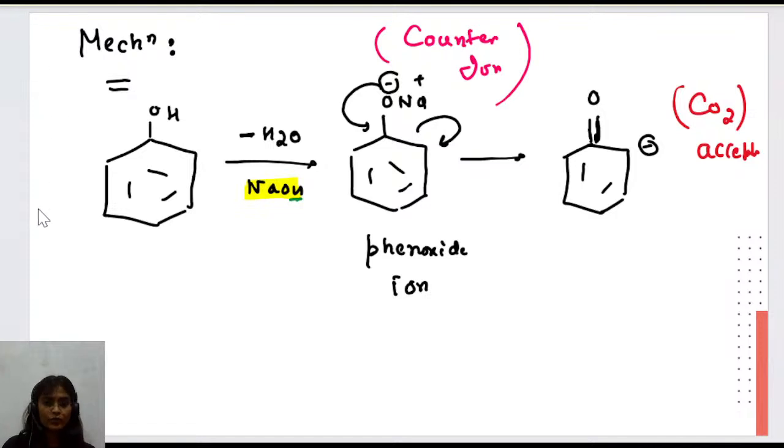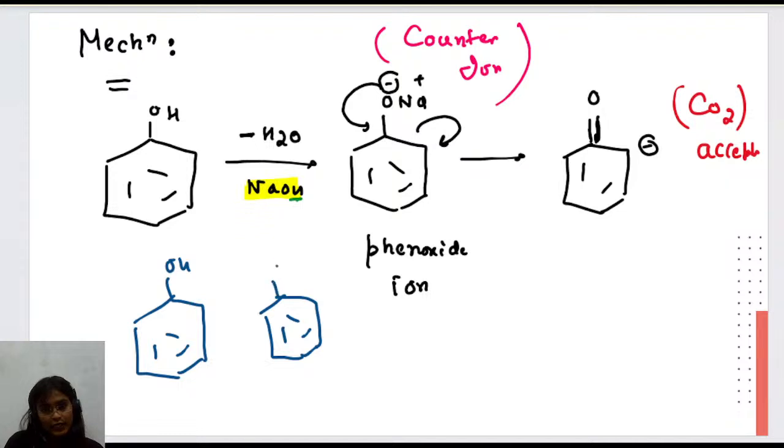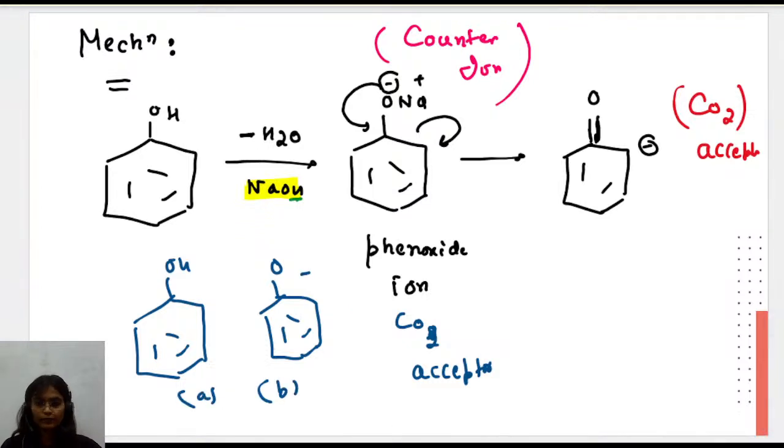Okay, now the answer for this question: why are we using NaOH here? What is the use of this extra NaOH here? Let's suppose I'm using only phenol, okay? And the second condition is we are using the phenoxide ion, and CO2 is an acceptor. So for which is it easier for CO2 to accept, A or B? Phenoxide or phenol? Think about it. CO2 being an acceptor is a common thing, but between A and B, which one is a very good donor for the CO2?